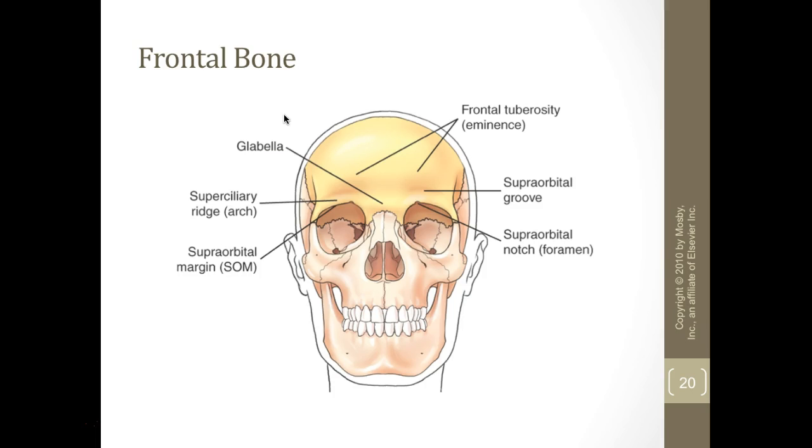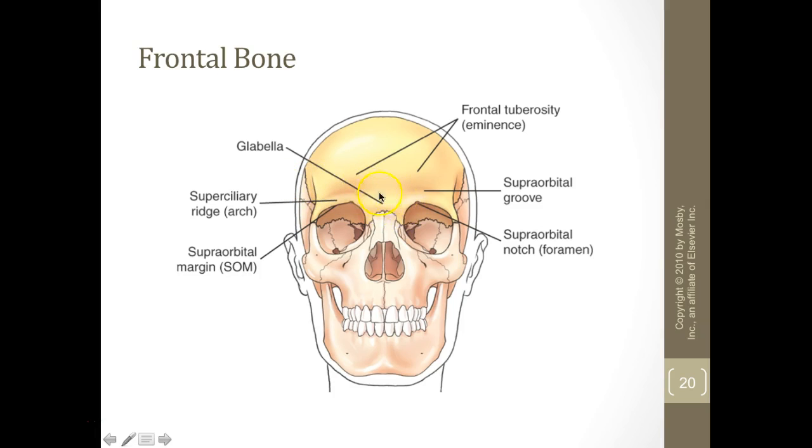So looking here at your frontal bone, you have your frontal tuberosity or eminence. It's the part that sticks out on your frontal bone. You have your supraorbital groove with your supraorbital notch. So there's a little notch cut out. If you call it a notch or a foramen, I don't care which one you do. Here's your supraorbital margin, and you have your superciliary arch. So you have your supraorbital margin with your superciliary arch with your supraorbital groove.